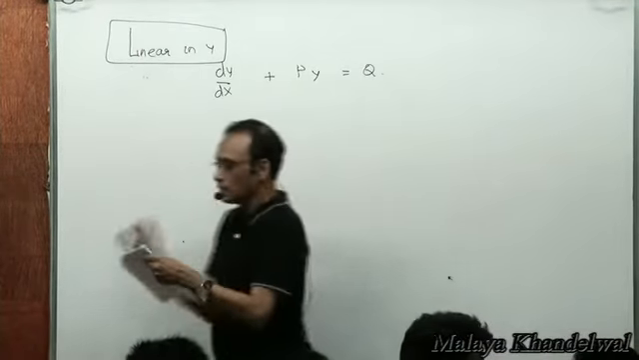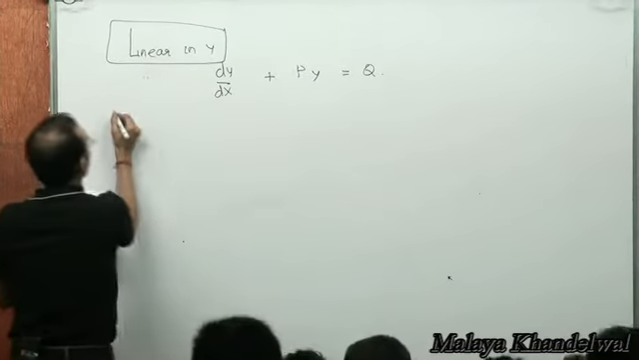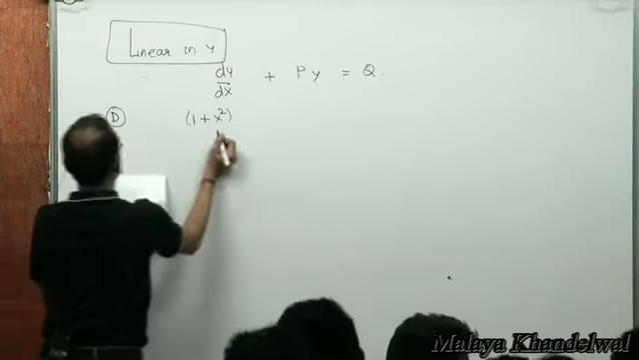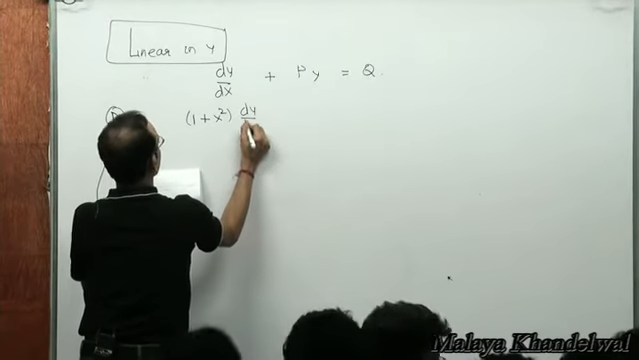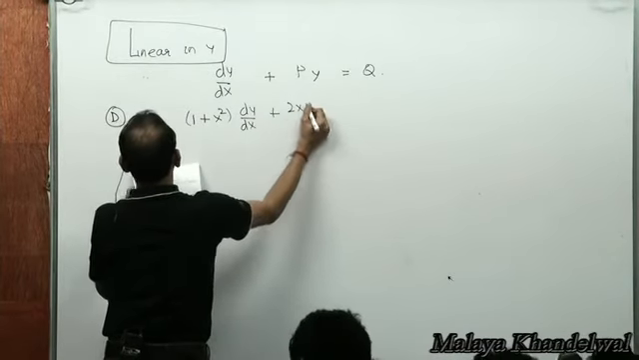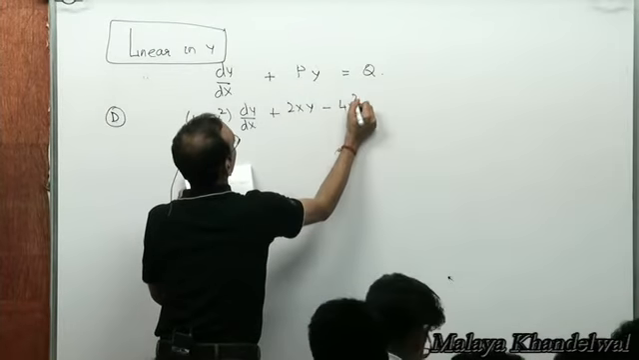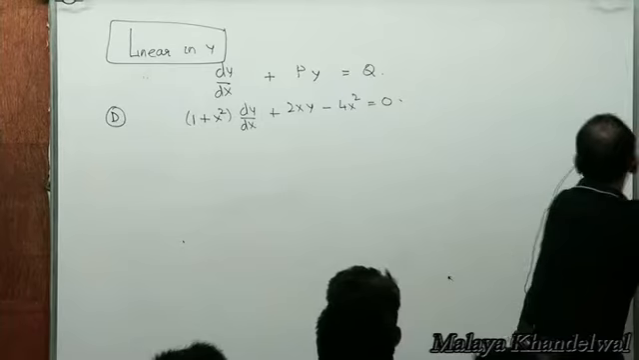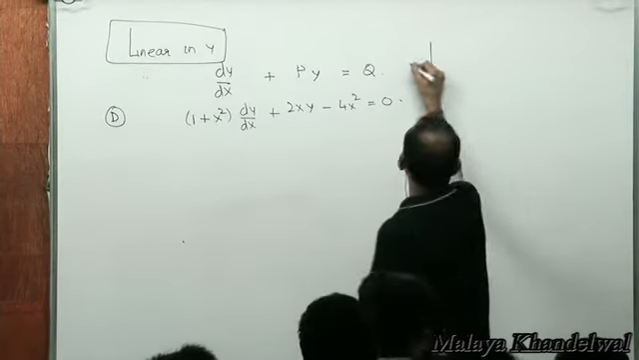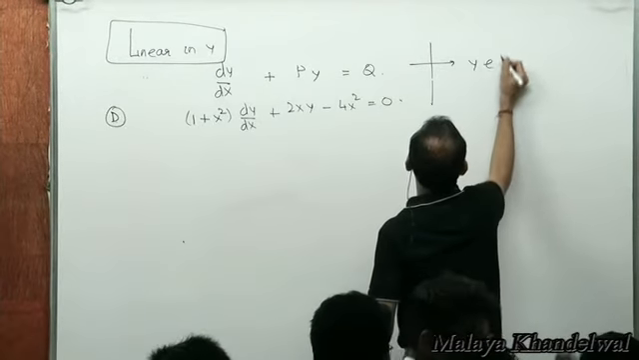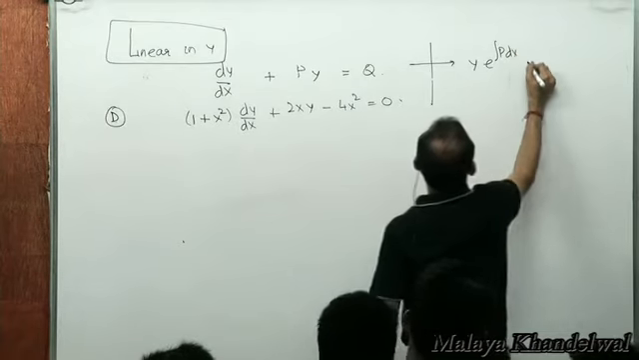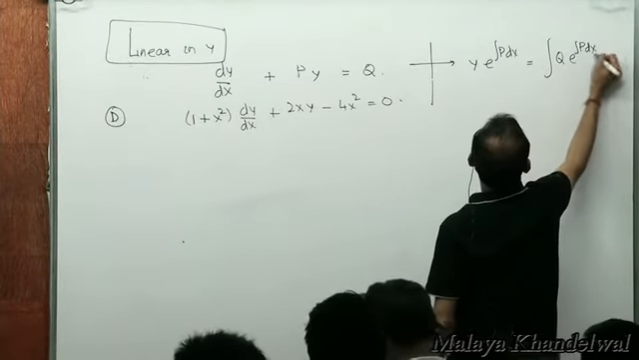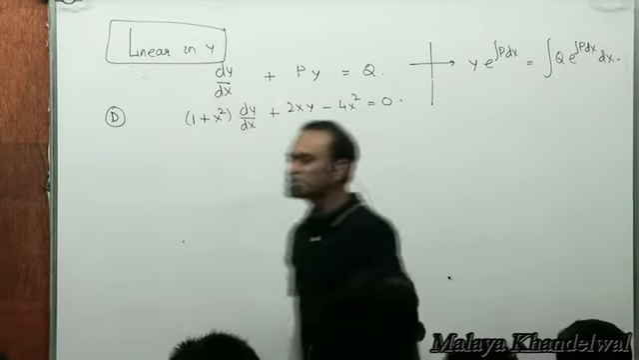Say, look at problem 1 of part D. Problem 1 is (1 + x²) dy/dx + 2xy − 4x² = 0. Let me write down the solution to this equation so that you can have a ready reckoner: y e^(∫p dx) = ∫q e^(∫p dx) dx. Yes or no? That's a solution to this kind.